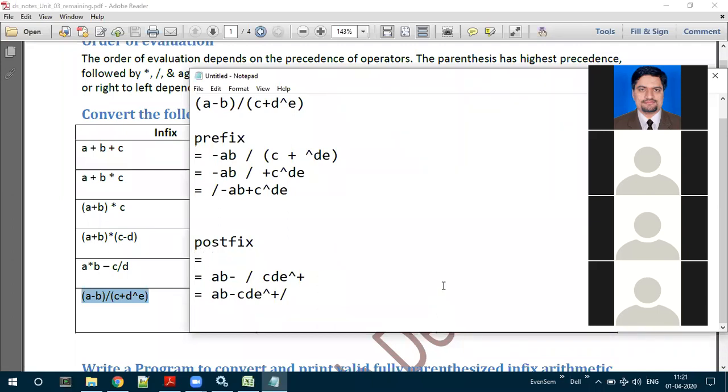Now, what is the given expression? The given expression is this one. When we look into this expression, we can see that there are brackets and different operands. As of now, we have one particular bracket, that is A minus B.